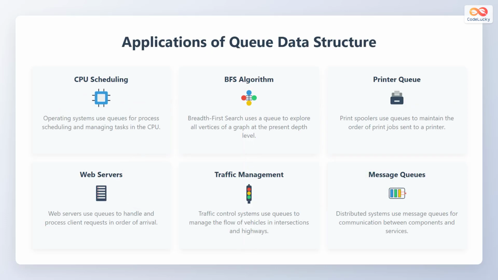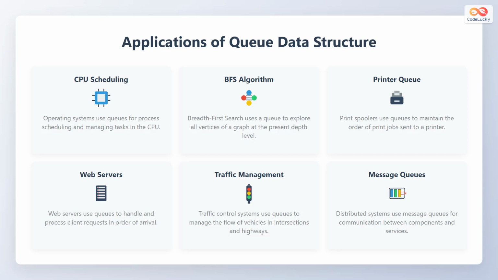Queues are a versatile data structure and have many applications. Here are some common applications. CPU scheduling, where operating systems use queues for process scheduling and managing tasks in the CPU. BFS algorithm, where breadth-first search uses a queue to explore all vertices of a graph at the present depth level. Printer queue, where print spoolers use queues to maintain the order of print jobs sent to a printer.